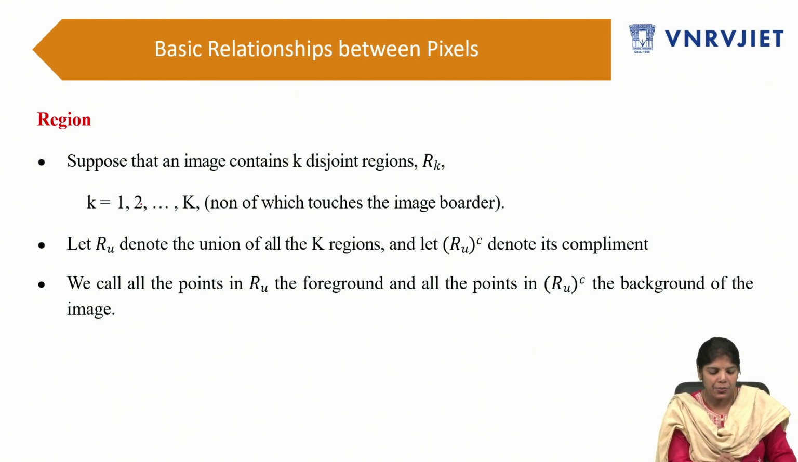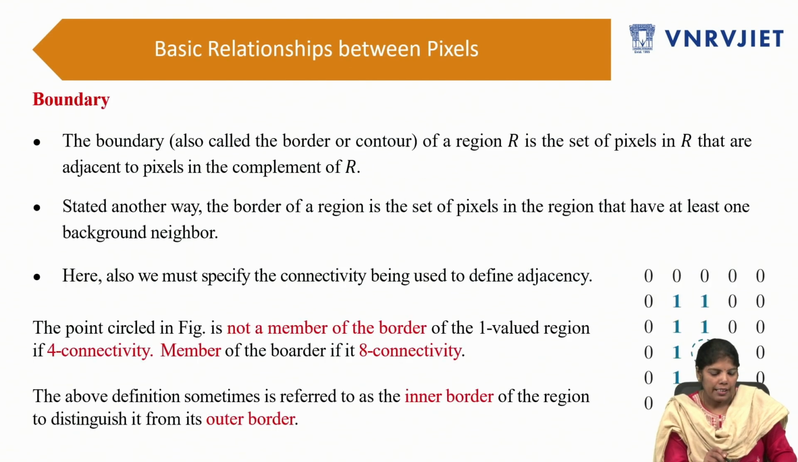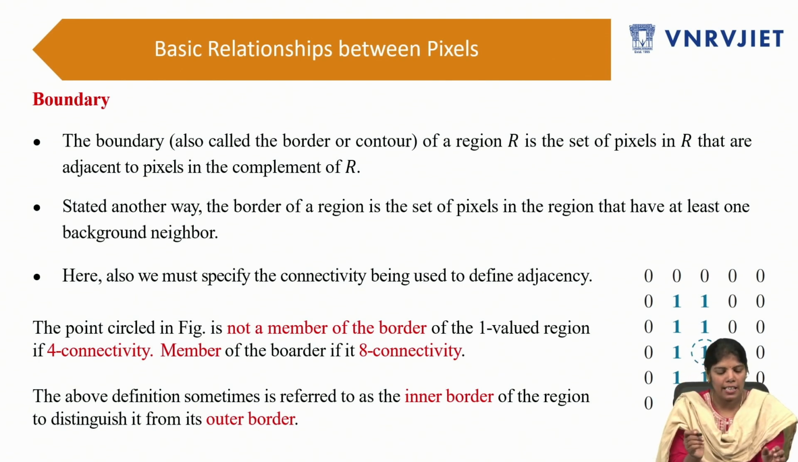We can take the values from 1 to k. K is a constant, if both are connected or both are disjoint. So the next one is the boundary. The boundary is how the regions are separated from the other region. How the intensity changes from one region to the other region is based on the boundary.